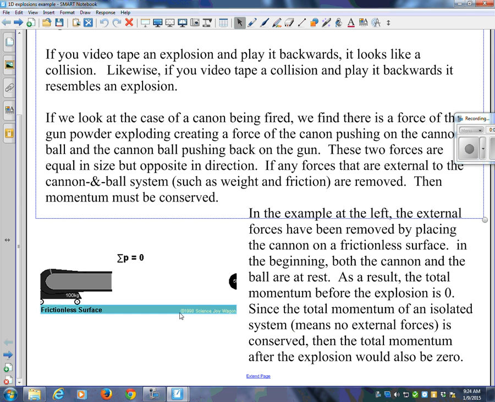In the example at the left right here, the external forces have been removed by placing the cannon on a frictionless surface. In the beginning, both the cannon and the ball are at rest. As a result, the total momentum before the explosion is zero. Do you guys know what that funny looking symbol means?